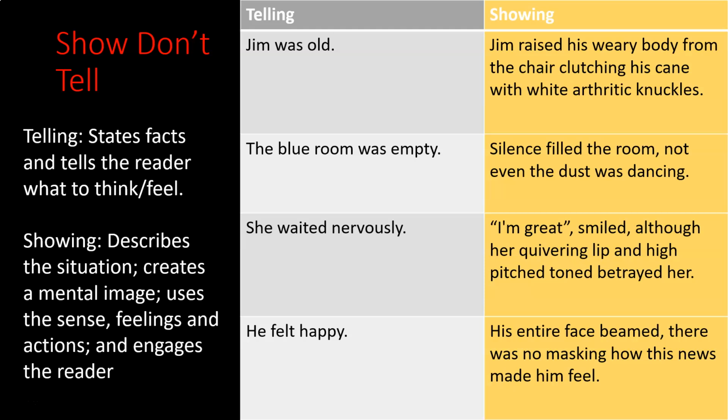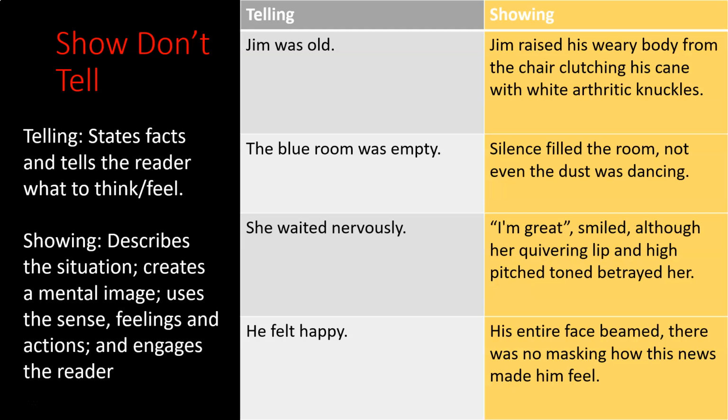Alright, so if we look at the yellow side of the table and we see how we can take a telling statement such as Jim was old, and we can turn it into something much more interesting and engaging when we say, Jim raised his weary body from the chair, clutching his cane with white arthritic knuckles. Okay, wow, now we can definitely see the difference here, can't we? It's a huge difference between that first sentence, and yet in the second one we also see, like, we all know that Jim is an older man.